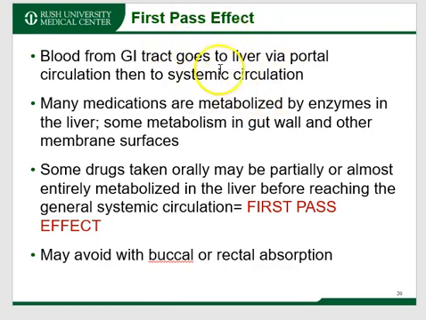The next thing that we need to discuss is what's called the first pass effect. Essentially, if you look at the circulation of blood through the GI system, blood from the GI tract goes to the liver via the portal circulation and then reaches the systemic circulation. Lots of drugs are metabolized or biotransformed by hepatic enzymes. Some of that metabolism occurs in the gut wall and some of it occurs in membrane surfaces. The drugs that are taken orally may be partially or entirely metabolized by the liver before they ever reach the systemic circulation. Okay, and so this principle is called the first pass effect.